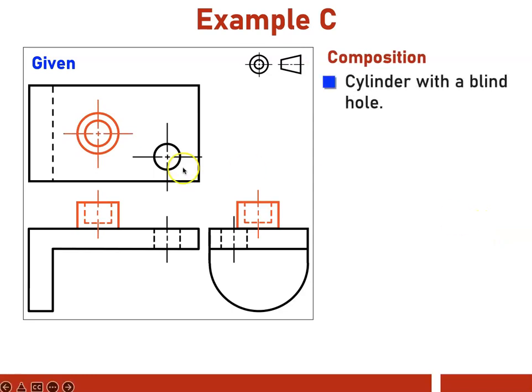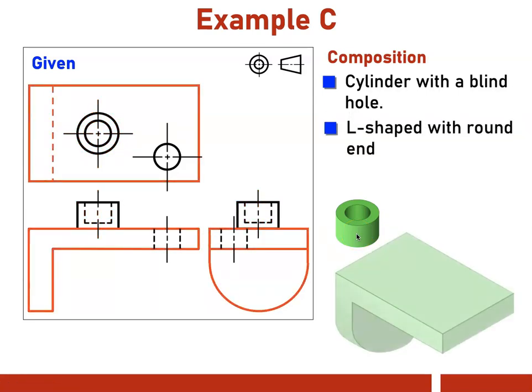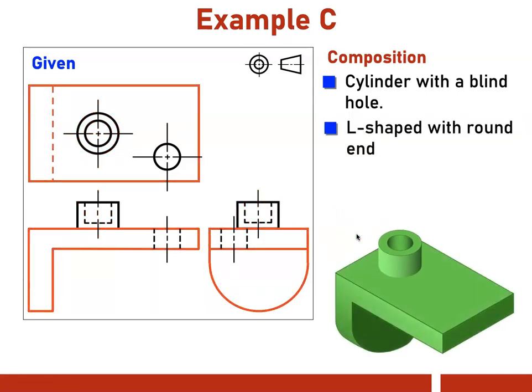So for the composition, they're looking at this side over here first. This is our cylinder, and it has a hole because of the hidden lines, and this hole does not extend all the way, it only extends up to this part. So it's not exactly a hole from the top to the bottom. There's like a blockage down there, right? Okay. L shape with a round end.